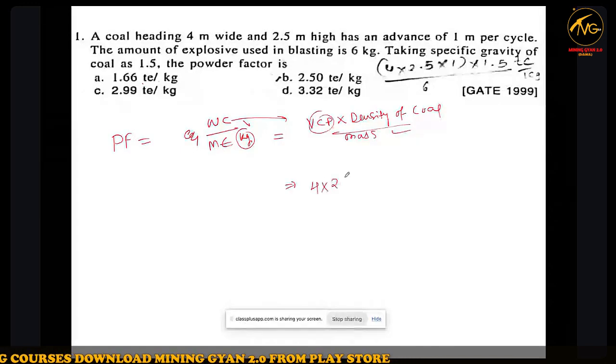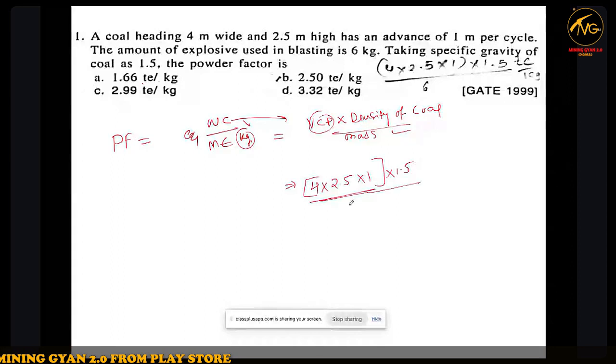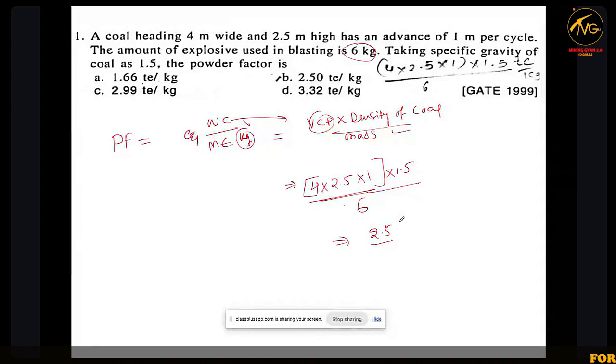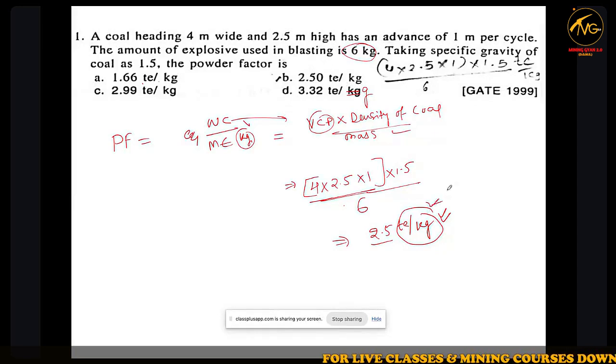So volume of coal heading for 2.5 into 1 advance for the 1 per cycle. Density of coal is 1.5. Then mass of explosive given is 6. Solve it, it will be 2.5. So this ton by kg is also important. Why? Sometimes he will not give kg and he will only give gram. So you should also know ton by kg.